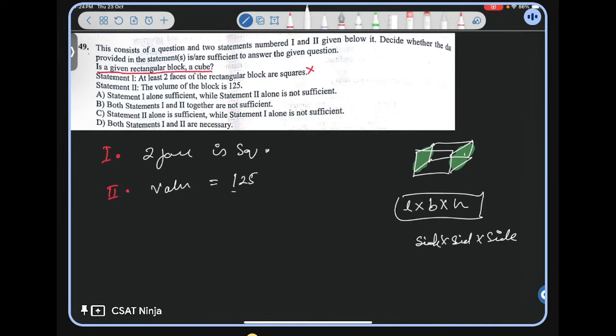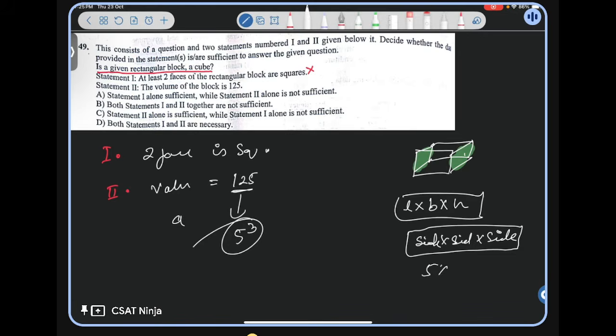If you look at this 125, can I say that it's a perfect cube? So if this 125 is a perfect cube, then I can say that it's a cube. All the perfect cube numbers, if the volume is a perfect cube, then it will always give you a cube, okay? So I don't need to assume anything here. Directly I can say this, because 125 is what? 5 cube.